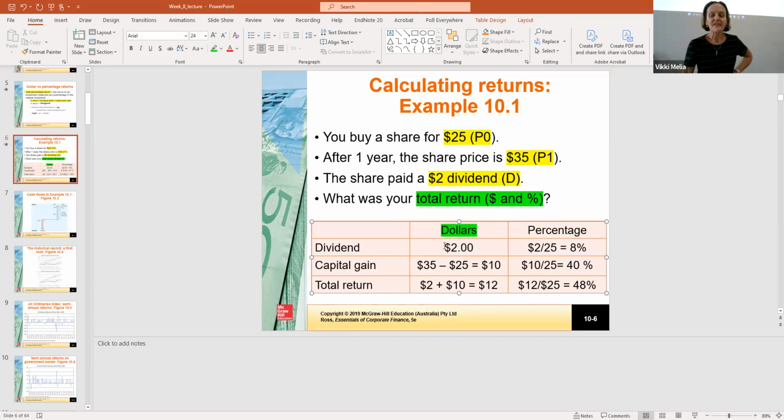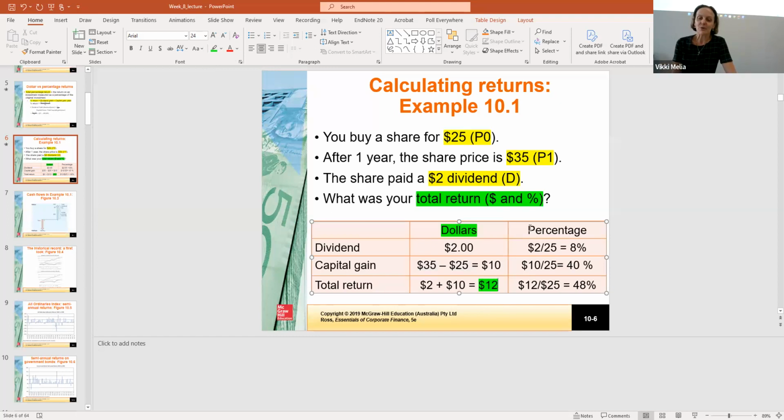The total return, if we measure it in dollars, is made up of the dividend in dollars. The dividend was $2 plus the capital gain in dollars. We bought the share for $25. The share price went up to $35. So we made a $10 gain, plus we got a $2 dividend. Our total dollar return on that share is $12.